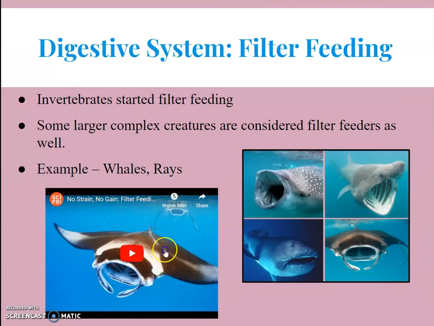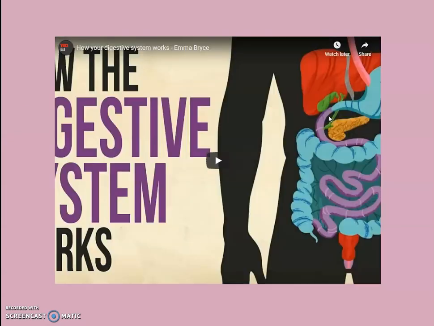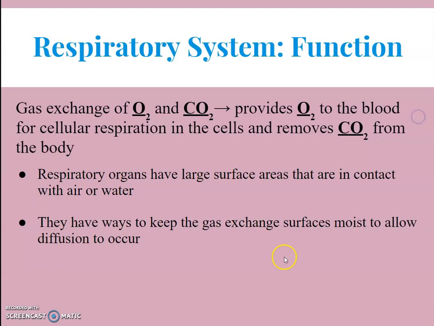There's also organisms that go through filter feeding. Some invertebrates go through this, and whales and rays go through this. So if you want to come back to the hard copy notes and watch these videos about how filter feeding occurs, I highly recommend you do that. And then also there's another interesting video here about how invertebrates like starfish can eat as well. You're going to end up watching this today in our lecture, after our lecture, the digestive system and how it works. And now we're going to move to the respiratory system.